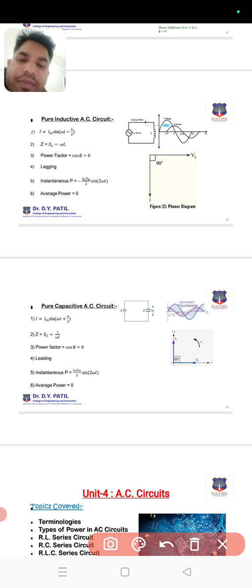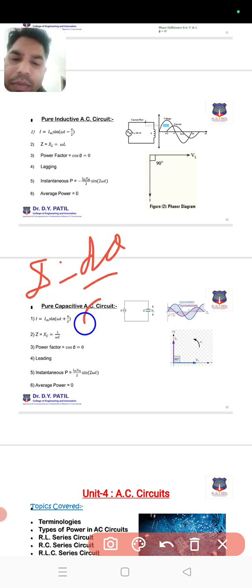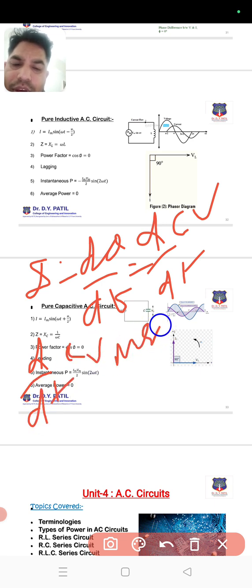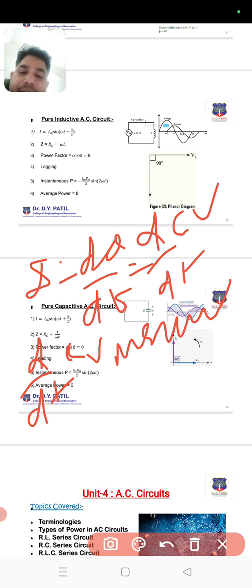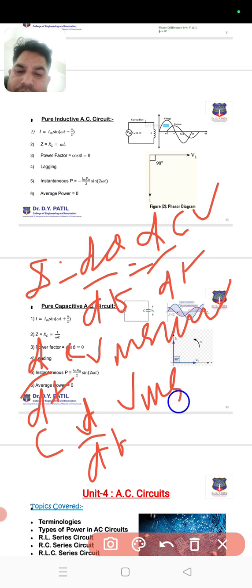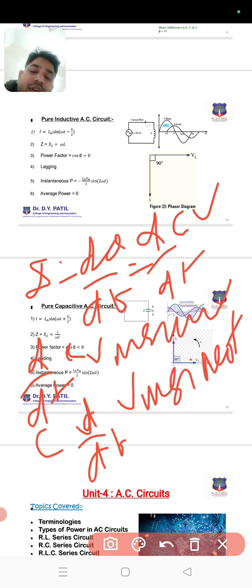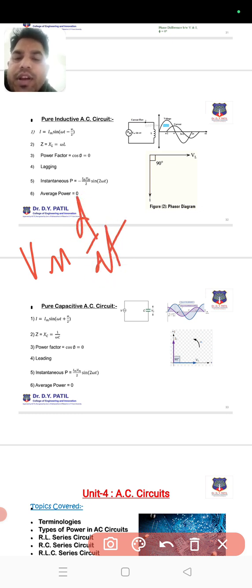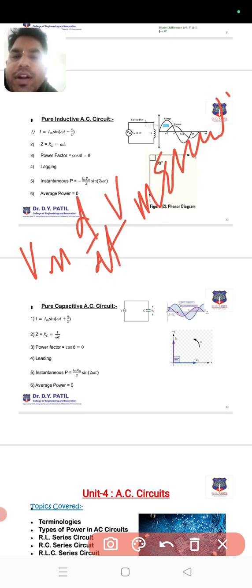For the capacitor, I is equal to dq upon dt. Here q is equal to CV, so I is equal to d upon dt of C into Vm sin omega t. So what will be the derivative of that? Taking C and Vm outside, we have d upon dt of Vm sin omega t.